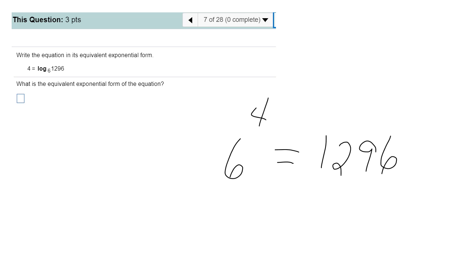In this question, you simply have to rewrite the log problem as a corresponding exponent problem. So the base is the 6, the exponent is the log answer of 4, and we would put that equal to 1,296.